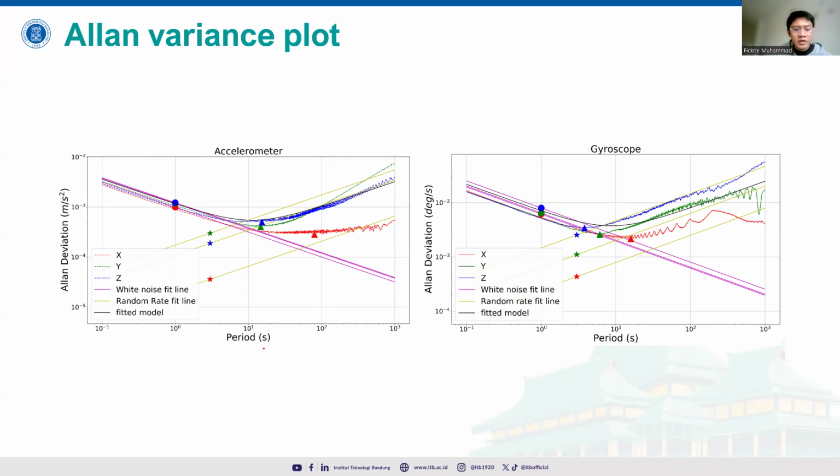But as we can see here, the period of time is only up to 1,000 seconds, which is not that long. Of course, we can see how the noise, the random walk rate, and the bias look like in our IMU view, but of course it's not that accurate because the measurement collected in our IMU view is not that long compared with another, longer time frame.